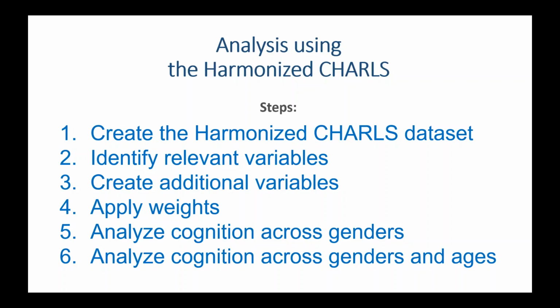The first step is we're going to create the Harmonized CHARLS dataset. We will identify relevant variables. We're going to create any additional variables that we need for our analysis. We're going to apply our weights. Weights are often something that is confusing for people who are just starting to use these datasets, so that's helpful. And then we're going to analyze cognition across genders. And then sixth, we're going to analyze cognition across genders and ages.